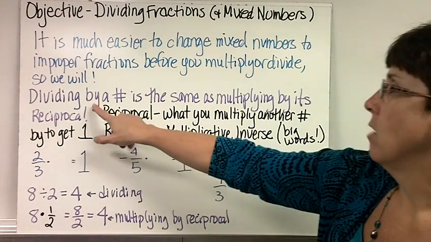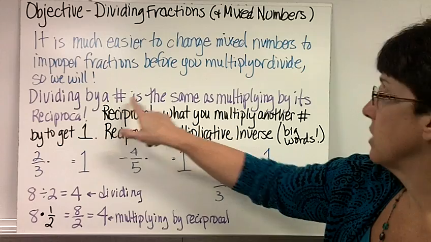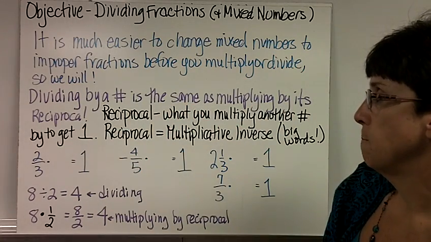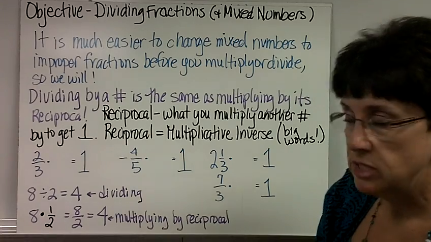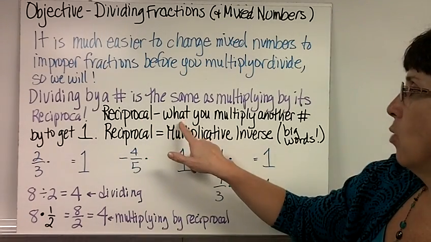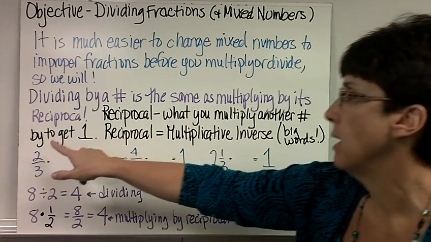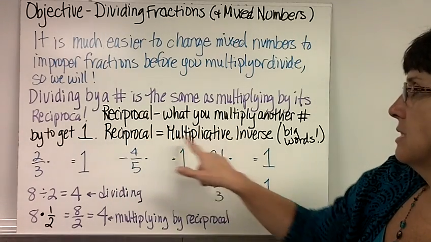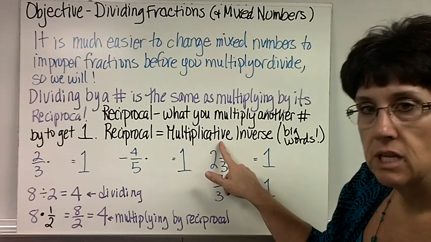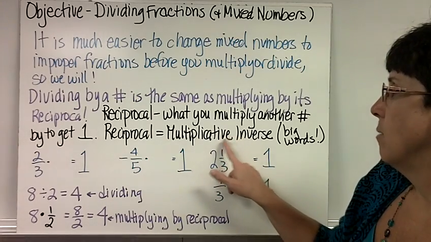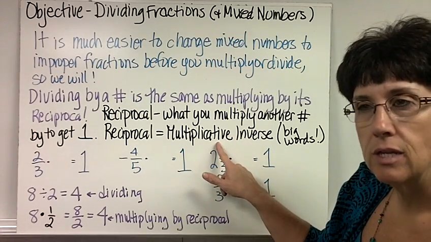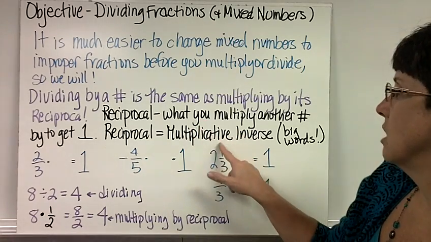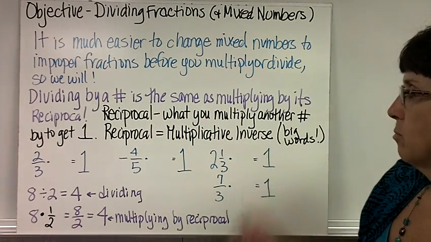All right, dividing by a number is the same as multiplying by its reciprocal. So let's review what a reciprocal is. A reciprocal is what you multiply another number by to get 1, positive 1. Reciprocal is the same as multiplicative inverse. Multiplicative inverse is larger vocabulary, but we've been doing some properties and we've done the additive inverse, and I think we did do the multiplicative inverse. It's the same as the reciprocal. Okay, those are the big words.